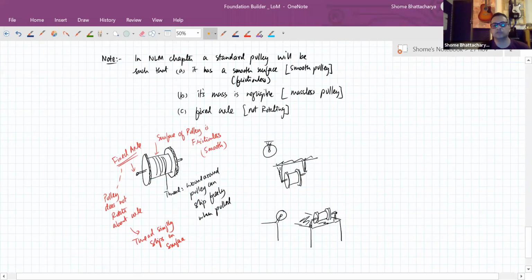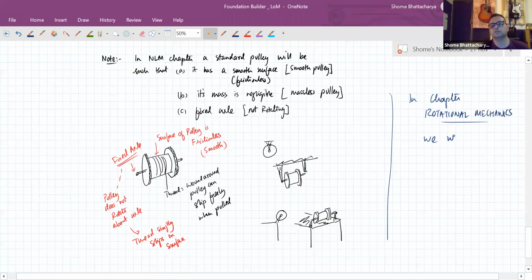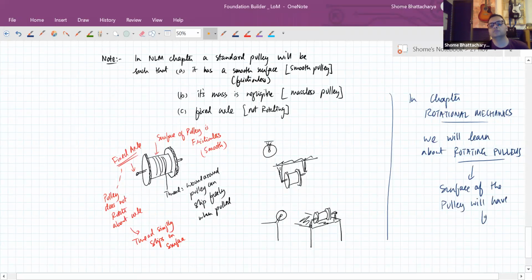Later we will study in another chapter, in chapter rotational mechanics, we'll learn about what is called rotating pulleys. And there, the surface of the pulley will have friction, but not in this chapter.